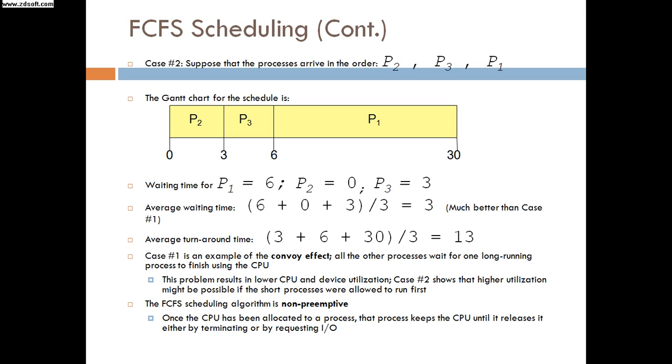And finally, FCFS scheduling comes under the category of non-preemptive. Once the CPU has been allocated to a particular process, that process keeps the CPU until it releases it, either by terminating or by requesting input output.